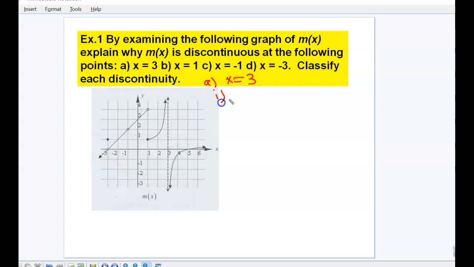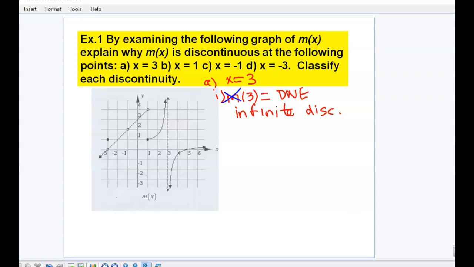So the first thing I have to do is find out, is there a value of the function when x is 3? Well, if we look at m of 3, there is no value of the function. So this does not exist. And there is no limit as well. And if we looked at the vertical asymptote at 3, that would be an infinite discontinuity. So this breaks down at the first step of the definition of continuity.